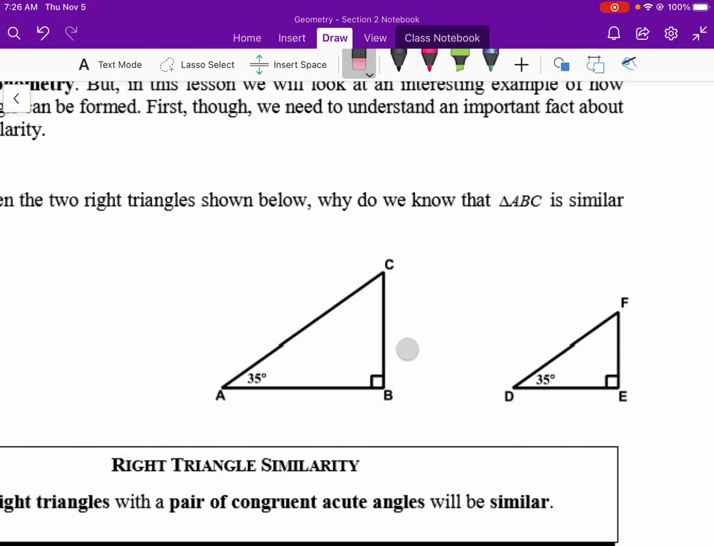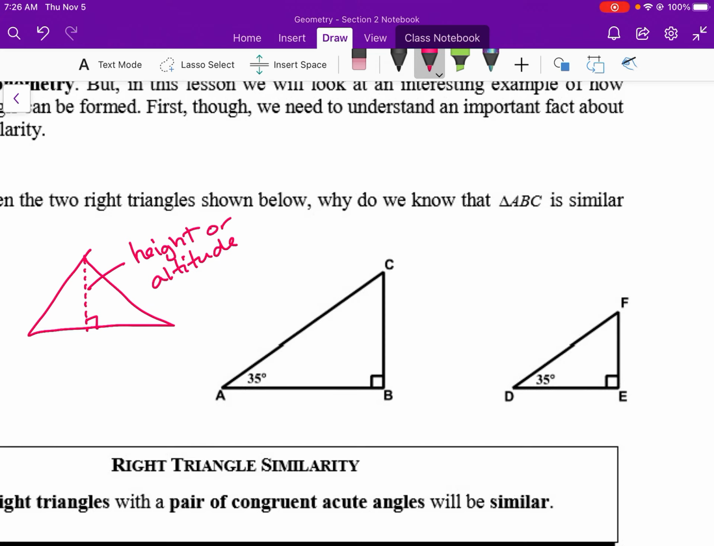When we have a triangle and we draw the line down that's perpendicular, that line is called either the height or the altitude. Now we're going to use the word altitude because it starts with an A, and height, the letter H, is already taken with hypotenuse. So we're going to call it the altitude, and that's going to be important for you to remember.